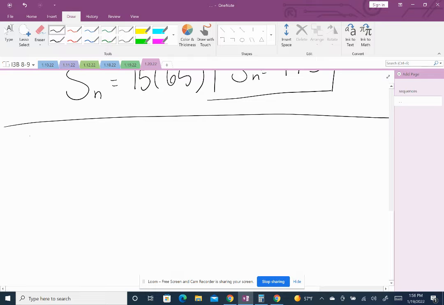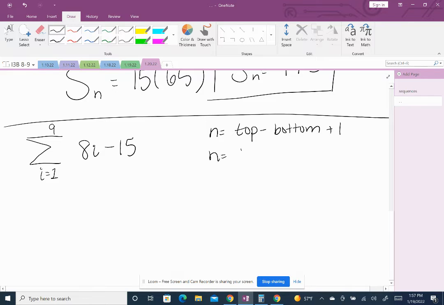So let's say I have sigma notation 9, and let's say we have I instead of X. So I is our variable. Let's say we start off at 1. So 8I minus 15. So same thing as before, n is going to equal the top minus the bottom plus 1. So n is going to be 9 minus 1 plus 1. That just gives us 9.